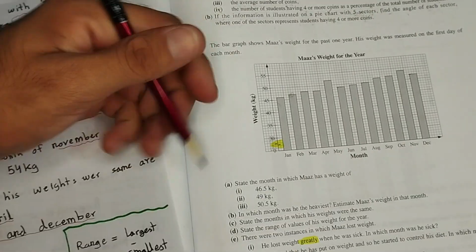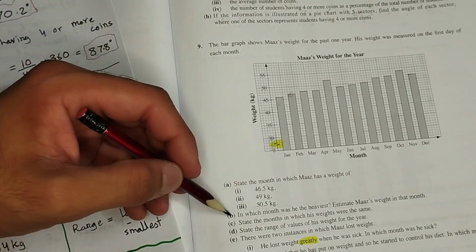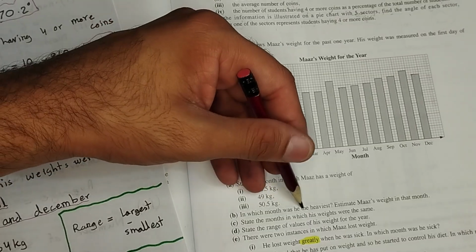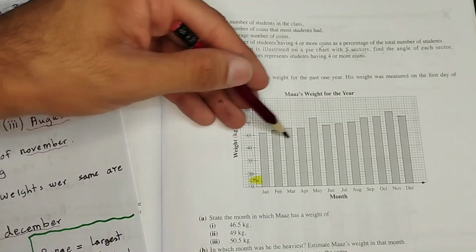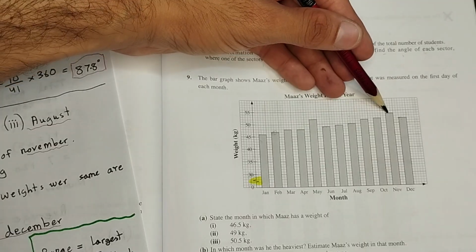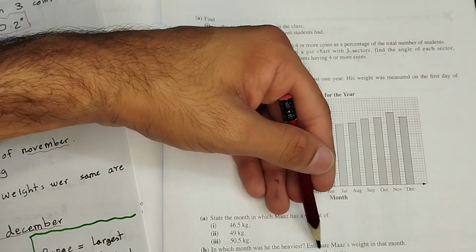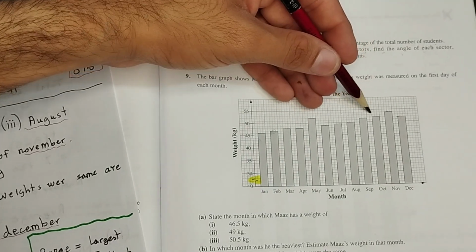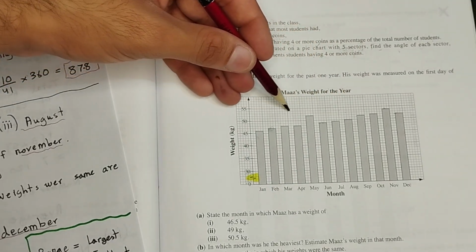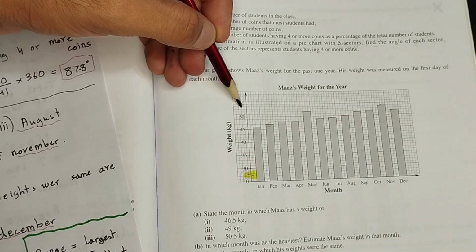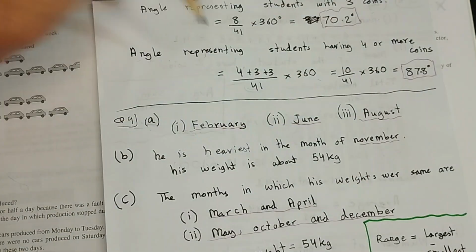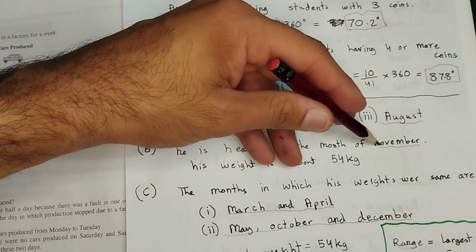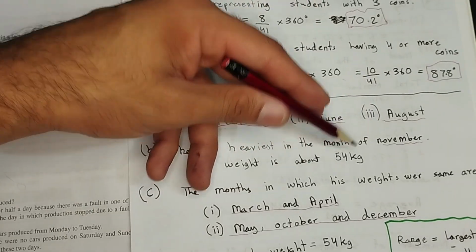Okay, and question number 9, part B. In which month was he the heaviest? As you can see here, the largest value that you see is in November. So he was the heaviest in November. And estimate the value of mass, his weight in that month. Okay, in November, his value is going to be, go all the way here. It's 1 less than 55, so it's going to be 54 kgs. As you can see, he is the heaviest in the month of November, and his weight is about 54 kgs.